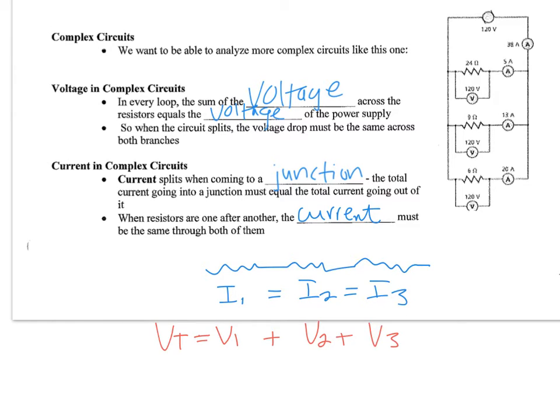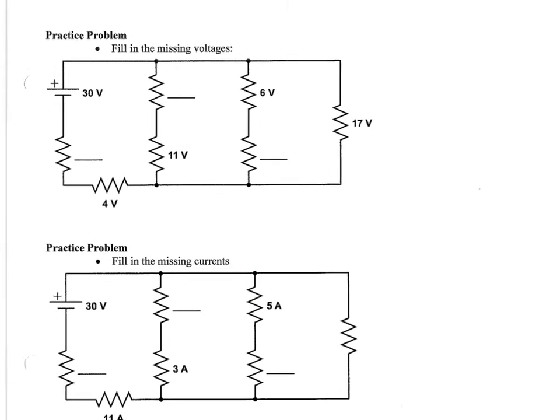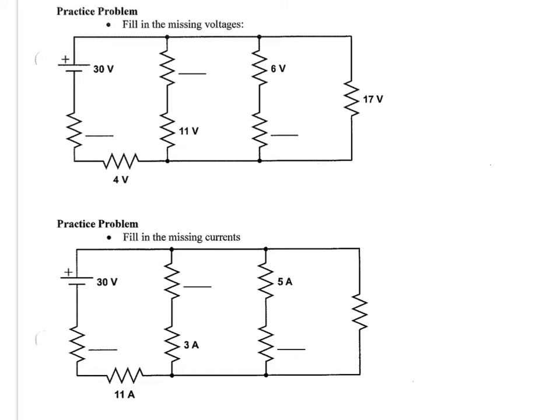So let's do the two practice problems just using the rules that we know. Again, voltage needs to add up to the total voltage of the power supply. Current needs to split when you get to a junction, but you're also adding it up. For the first one, we're looking for the missing voltages, and voltage has to add up to your total across each loop. We have a 30 volt battery. There's 4 volts on this resistor, so we're looking for this resistor. It gives us 11 volts here, we need to know what that is, 6 volts here, we need to know what that is, and 17 volts.